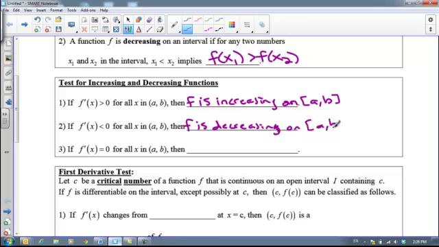So we're going to use closed intervals here. And then if f prime is 0 for all x in a to b, then f is constant. It's not increasing or decreasing. F is constant on that interval.